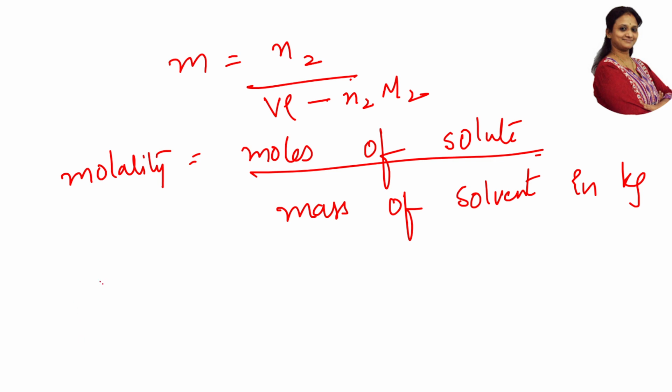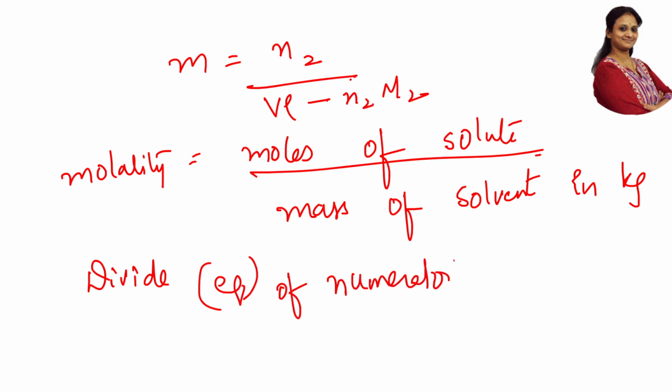Now what am I going to do? I'm going to divide the above equation, both numerator and denominator, by V. Why are we doing this? To cancel the common terms by V. So I'm doing it. Let us write this formula in the next page and do it.